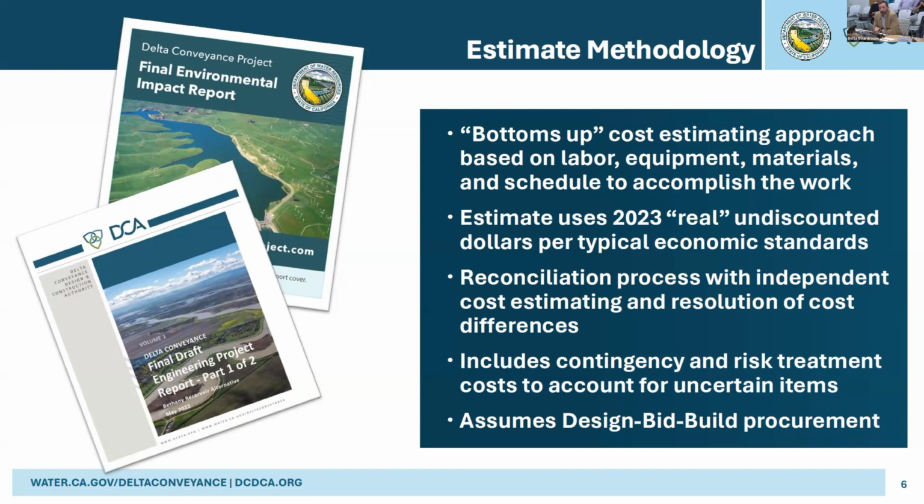As I mentioned, it's 2023 real prices, undiscounted. The reconciliation process that I'll highlight for you was also performed not only on the construction costs, but as well as the other program labor costs. And then ultimately, we're able to reconcile this estimate with the old 2020 and see how it compares. We do have contingency and risk treatment costs included to account for uncertain items. And then just to clarify, we've assumed design bid build procurement at this point, just to keep the estimates conservative and recognize that is authority that we clearly have at this point in terms of contract delivery.